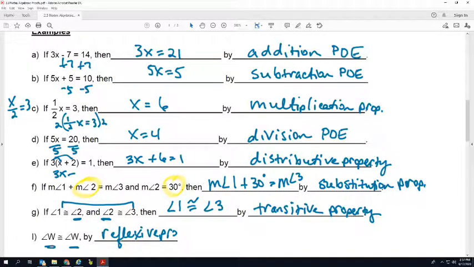I don't know why I tried to make that all one word. I'm sorry. Let me fix that. All right, let's move on.